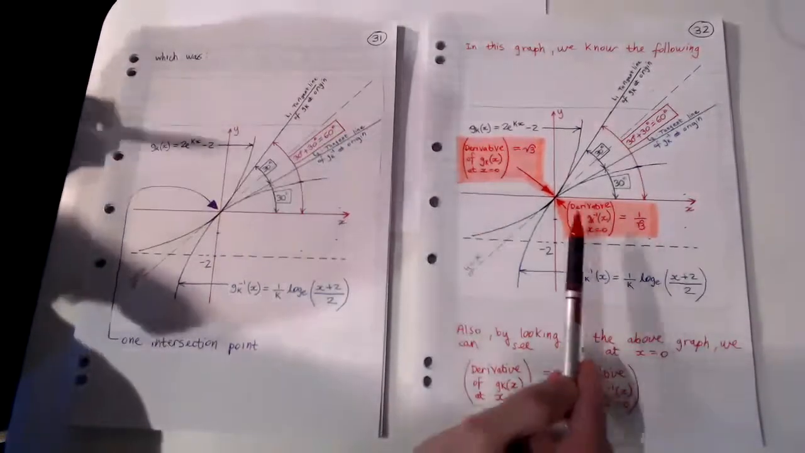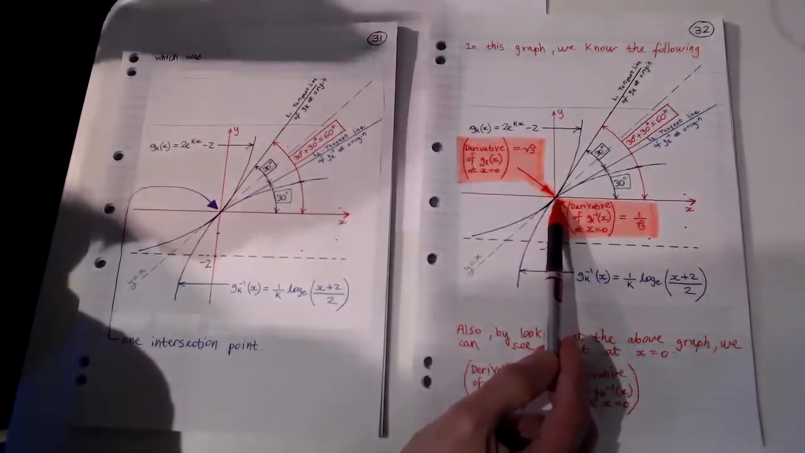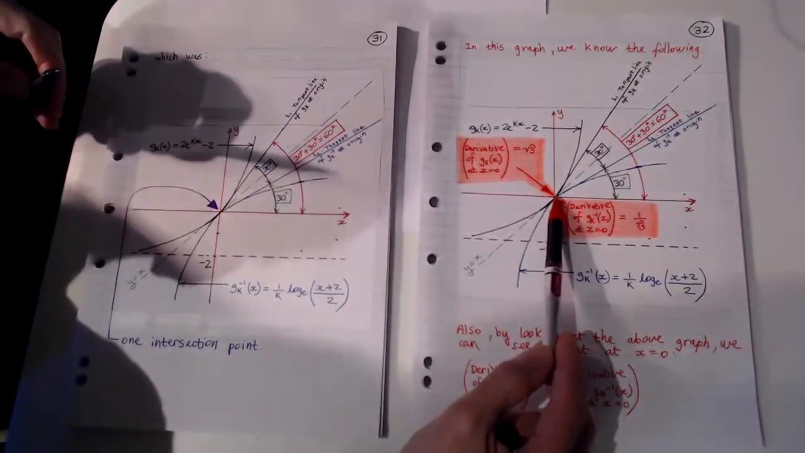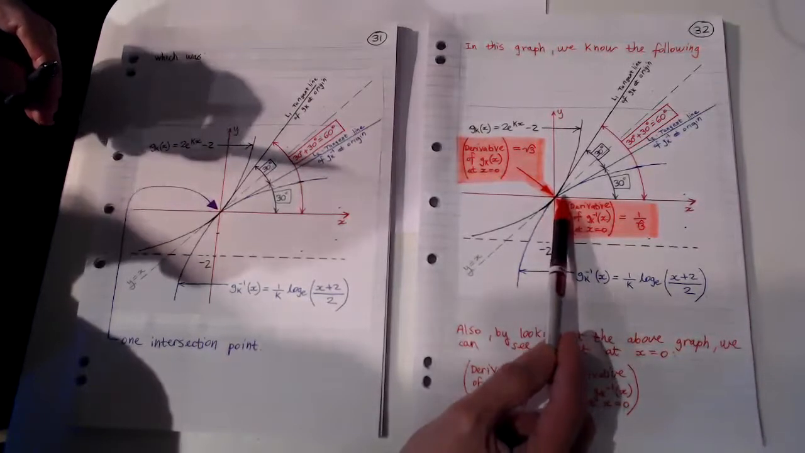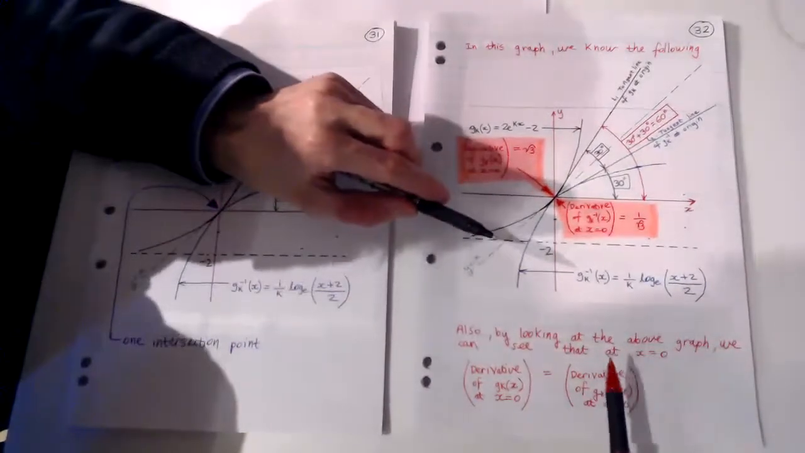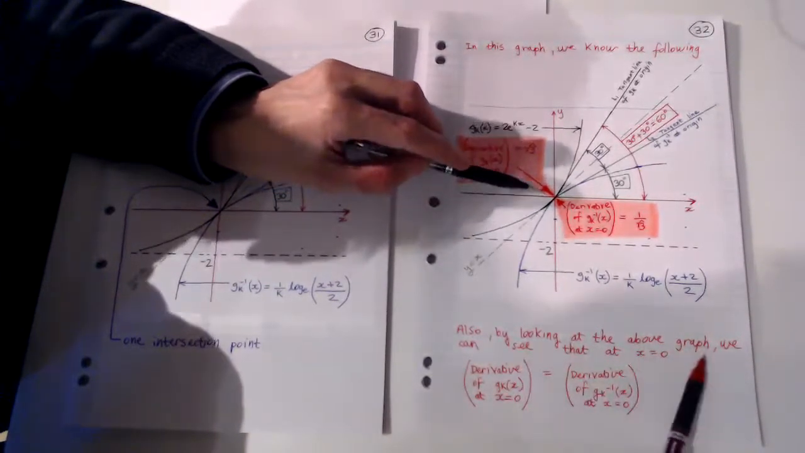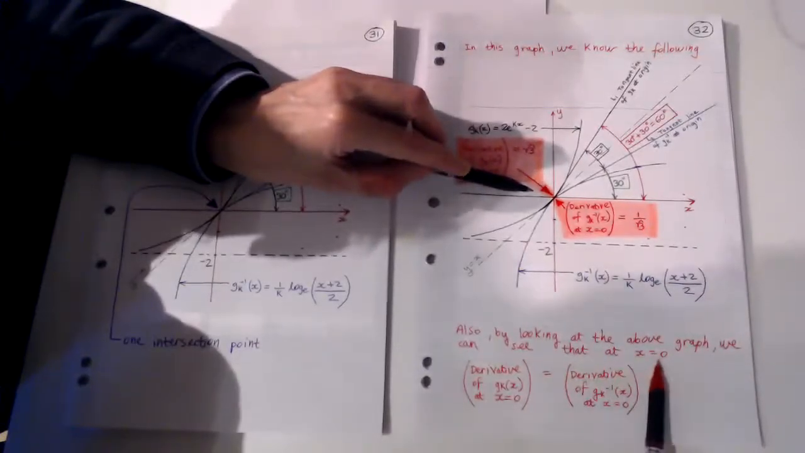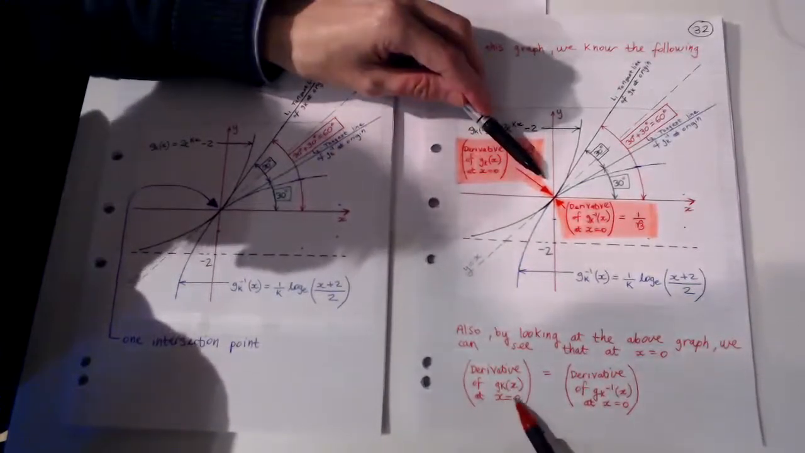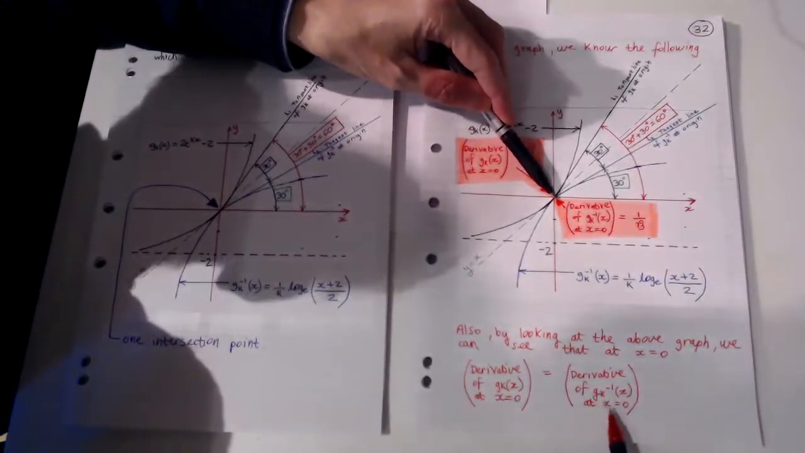Now, when we get the situation where there's only one intersection point between the black curve GK and the blue curve GK inverse, which is what this sub-question is on about, then clearly that black gradient there must be equal to that blue gradient there at x equals 0. So therefore we can say the following, that, like I say here in red, by looking at the above graph, we can see that at x equals 0, the derivative of GK at x equals 0 is equal to the derivative of GK inverse at x equals 0.